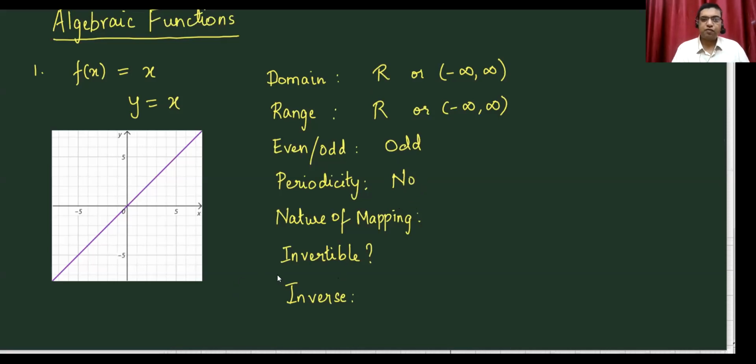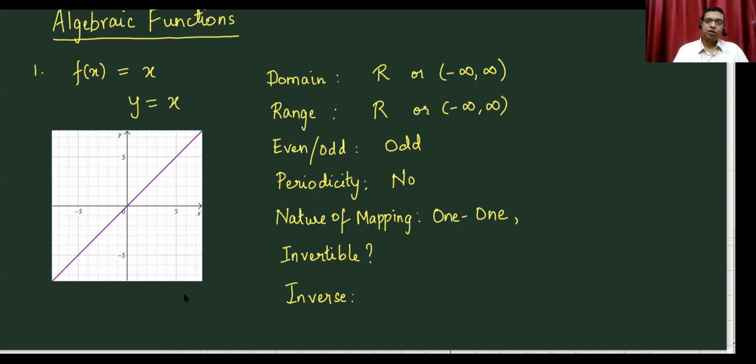Okay. Nature of the mapping: one-one, into, onto, bijective, many-one. Which type of mapping is it? Bijective. Very good. It is both one-one and onto. Why one-one? Because any line parallel to the x-axis will cut the graph only at one point. So it is injective, or one-one.